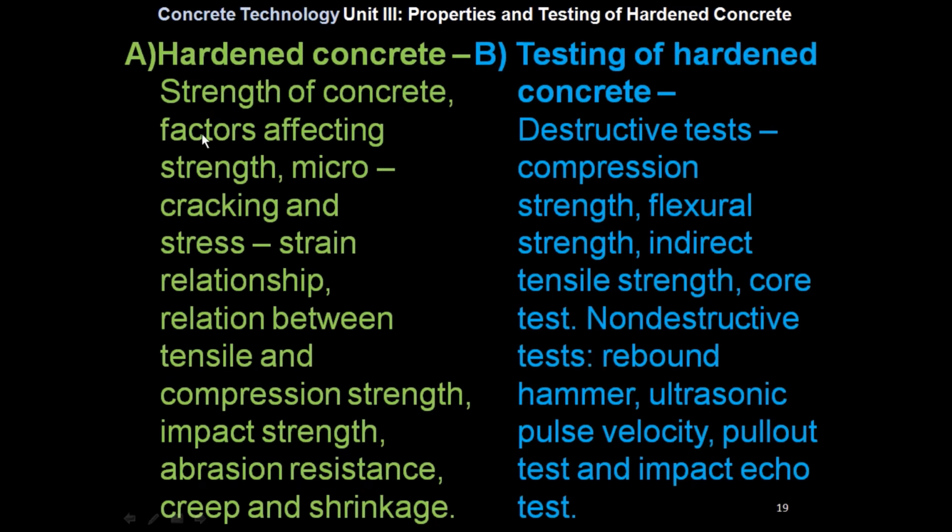So we have seen unit number 3, properties and testing of hardened concrete, which includes part A, hardened concrete, which includes strength of concrete, factors affecting strength, micro cracking and stress strain relationship, relation between the tensile and compression strength, impact strength, abrasion resistance, creep and shrinkage. Part B includes testing of hardened concrete, which includes destructive tests: compression strength, flexural strength, indirect tensile strength, core test; and non-destructive tests: rebound hammer, ultrasonic pulse velocity, pull-out test and impact echo test.